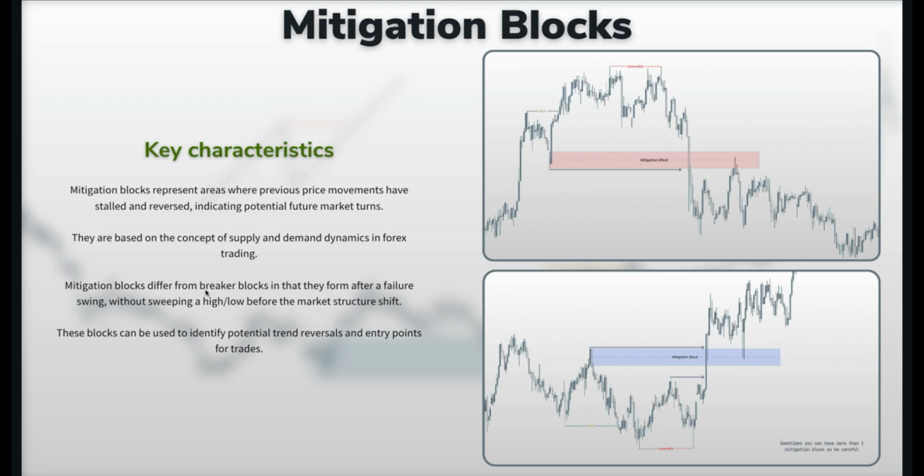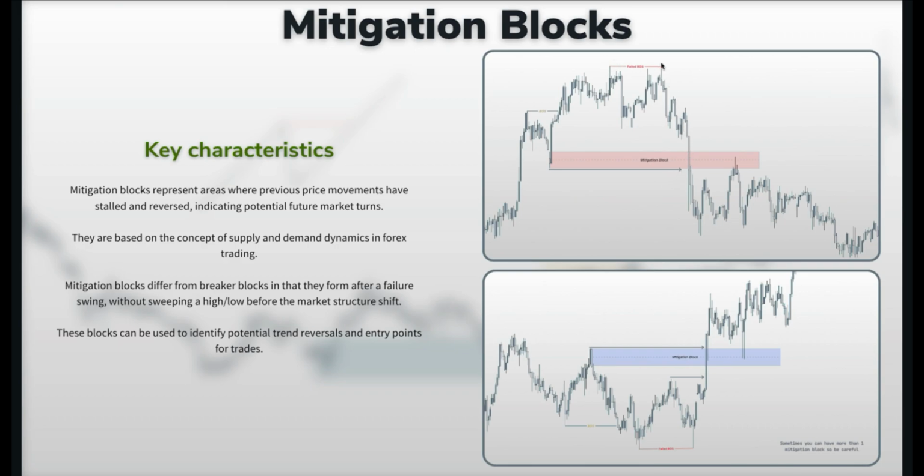Mitigation blocks differ from breaker blocks in that they form after a failure swing without sweeping a high or low before the market structure shift. But in my opinion, guys, you can still have a sweep of a high as long as the candle doesn't break over it. As long as there's not a close over it, you could still consider that a sweep. Some people, even though there's a candle that closes over a previous high or low, will still consider it a sweep if there's a change of character.